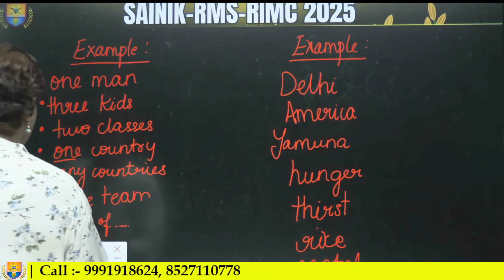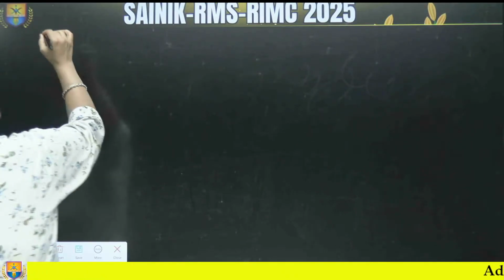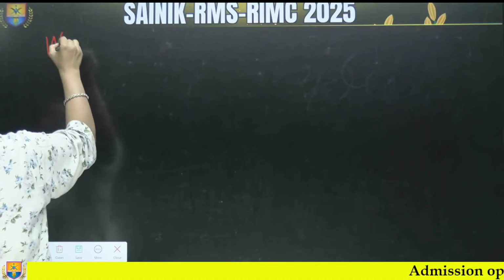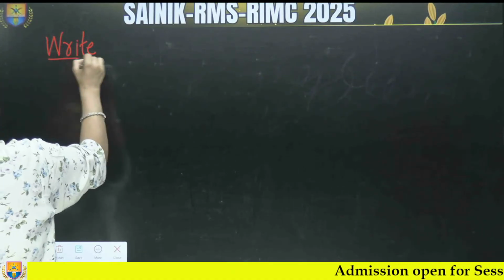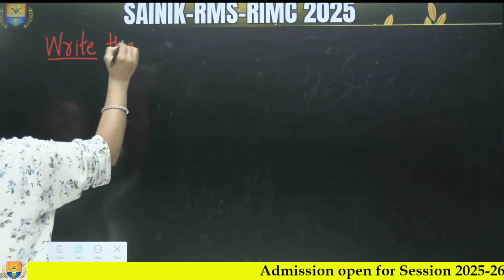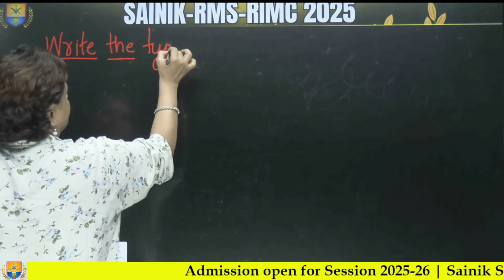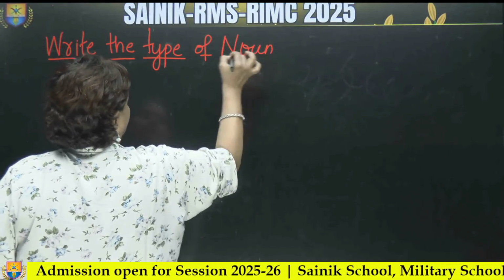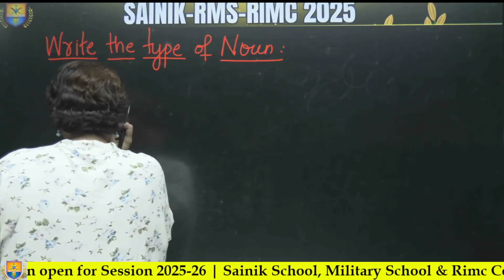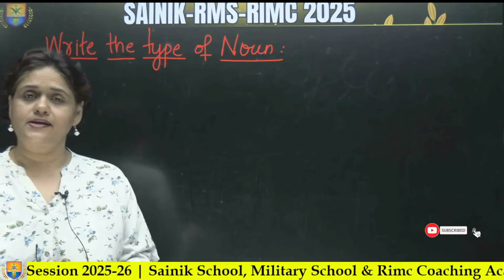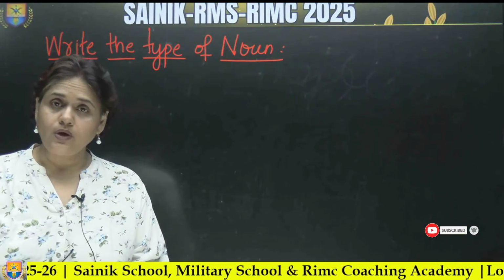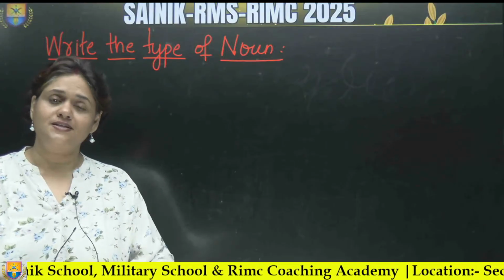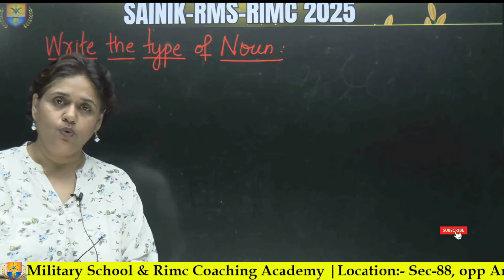Now let's move to an exercise, looking into all the types of nouns we have studied. Write the type of noun. So we will give you a sentence. You will read the sentence. You will underline the noun in the sentence and then you will mention against the sentence what kind of a noun it is.